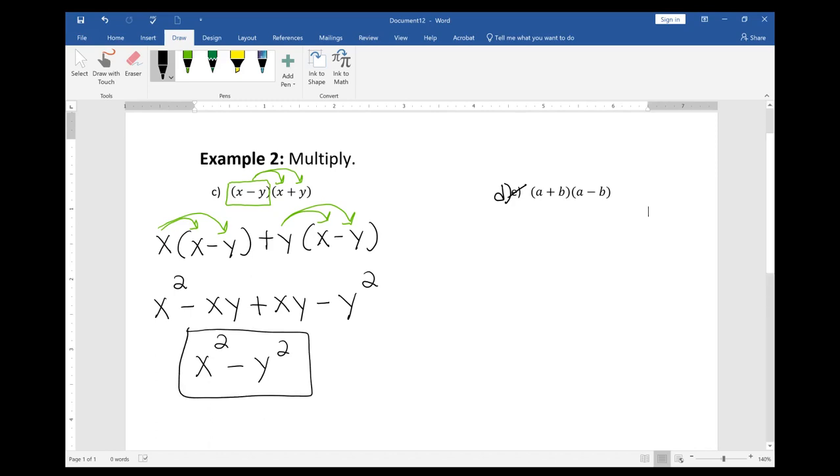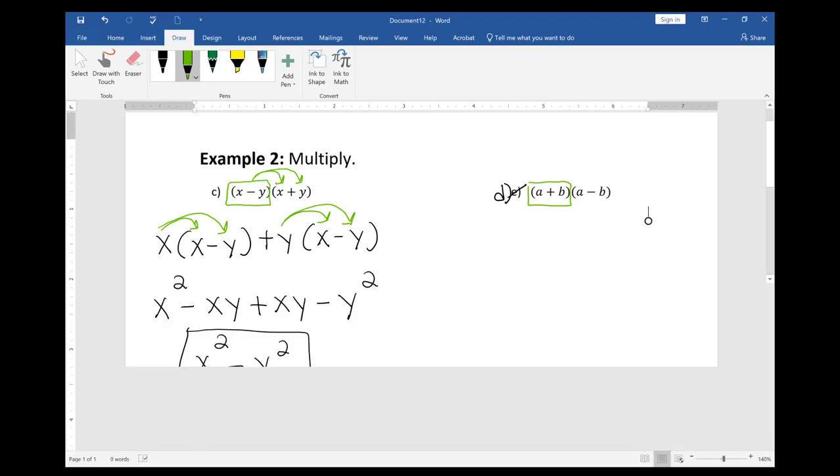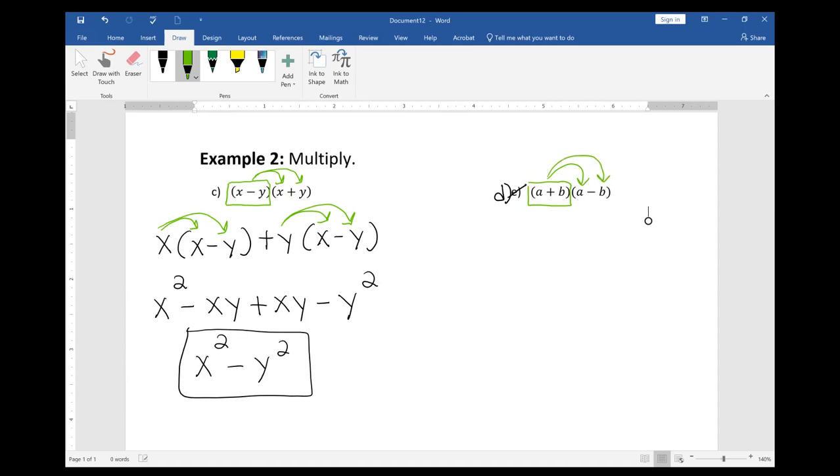Example 2, Part D. A plus B times A minus B. So we will begin by distributing A plus B into A minus B. So we will multiply A plus B times A, and A plus B times negative B, leaving us with A times A plus B, minus B times A plus B.